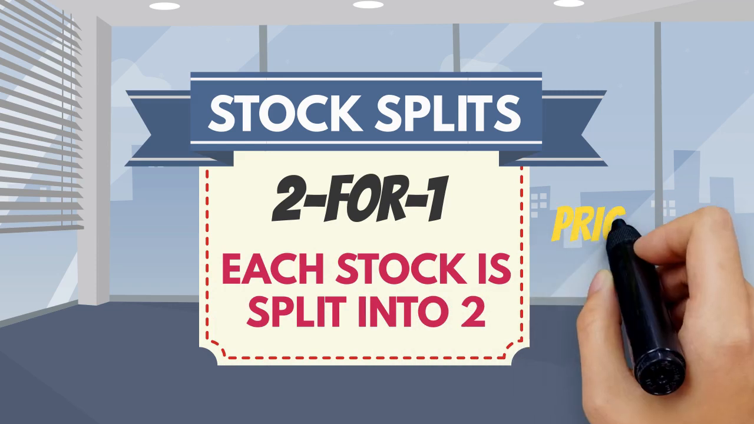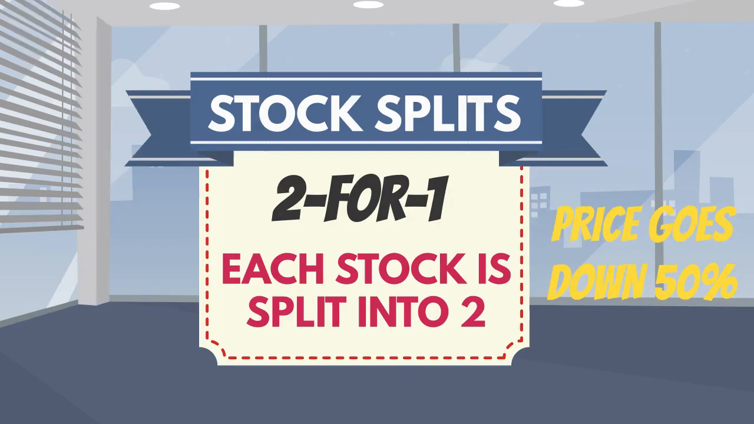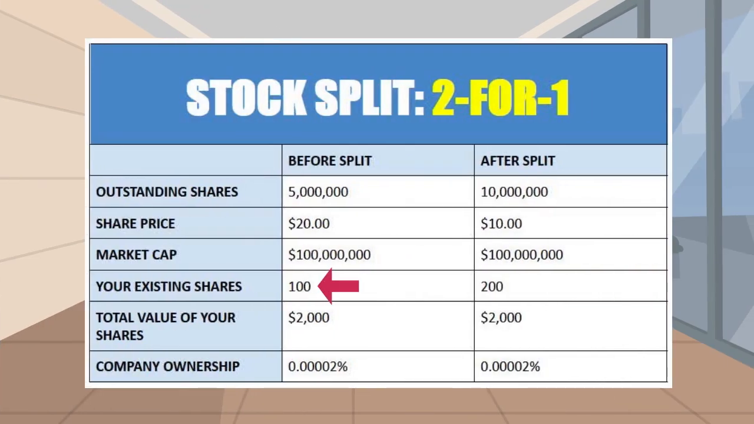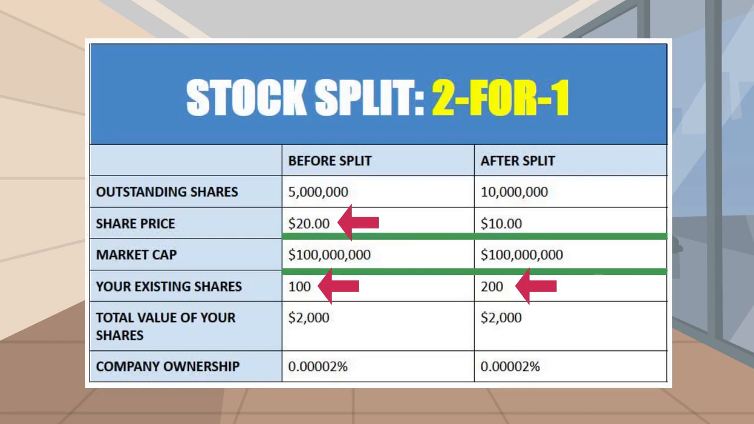And typically, the price of each share would be reduced by half. So as an example, if you owned 100 shares of a company currently trading at $20, after the 2-for-1 split, you would now own 200 shares in that same company. As the value of the company is not doubled, each share is now worth half of what it was before. It would now be priced at $10 a share instead of $20.